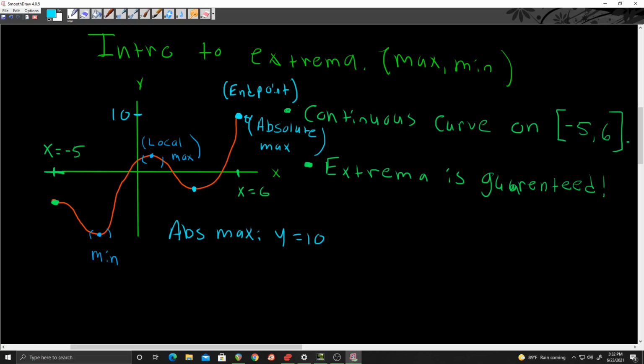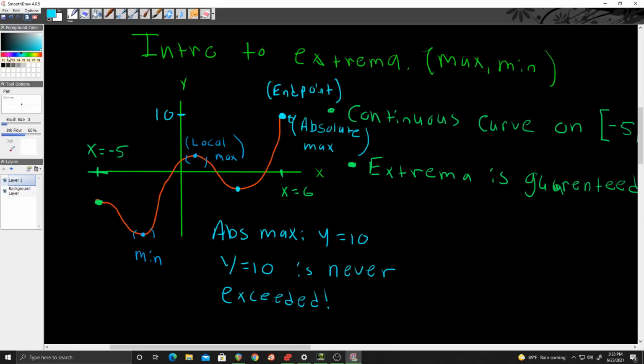The reason for that is because y equals 10 is never exceeded. Is there any point on this function where y is above 10? No. So it is the absolute max. Very, very nice. Now let's get a little bit more into the details here. Let's look at derivatives now. Let's look at this minimum for an example.